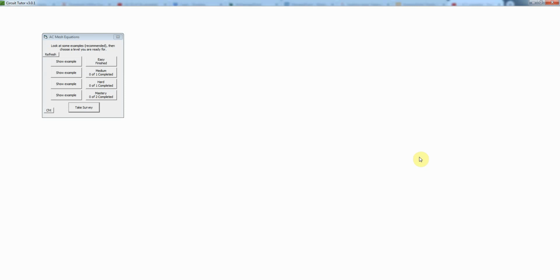This video explains how to work medium-level problems on the AC mesh equations tutorial in Circuit Tutor. As always, we have the option to view examples, but in the interest of time, I'm going to go straight to an exercise here.